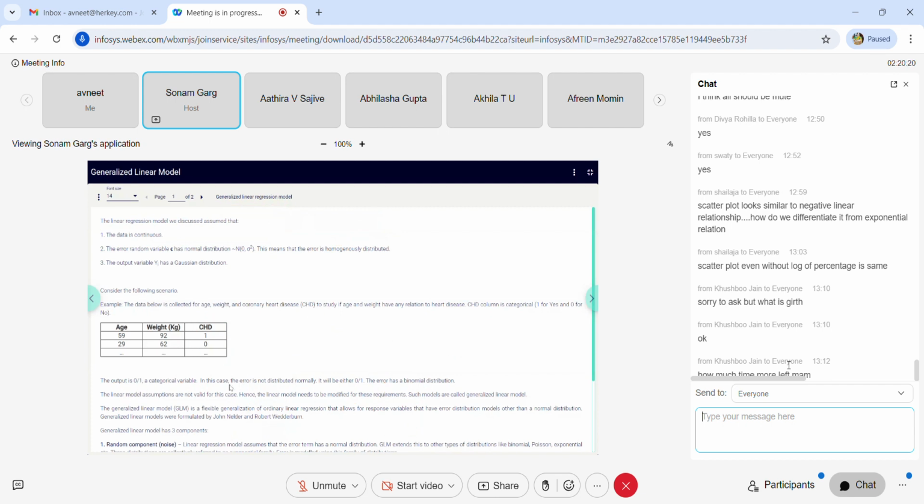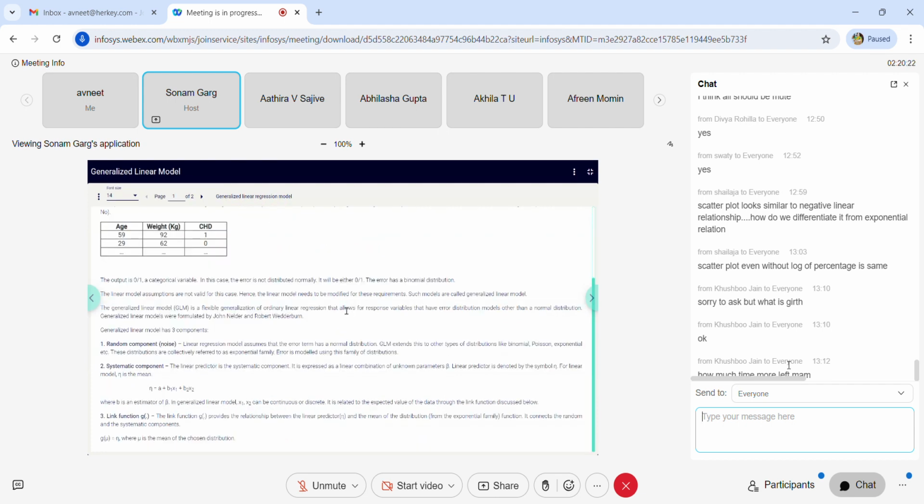Okay, so these generalized models will have three components. One is they are internally based on regression techniques. So the systematic standard equation which we have seen for linearity will be there. Y is equal to m1 x1 plus m2 x2 plus so on.